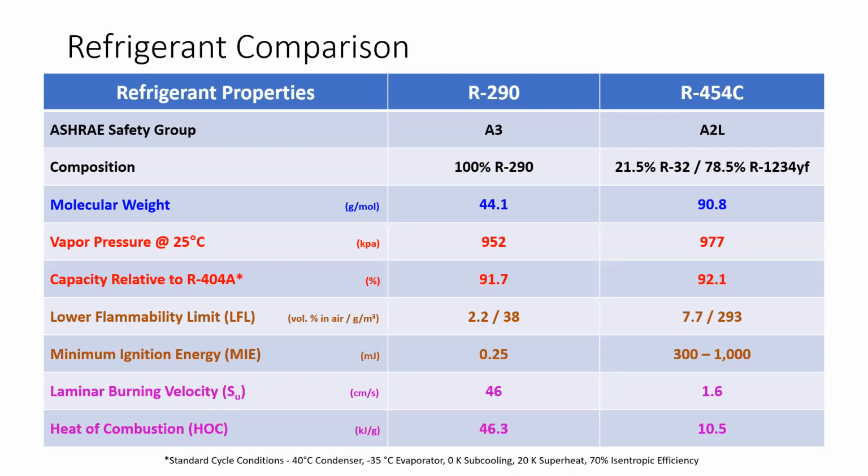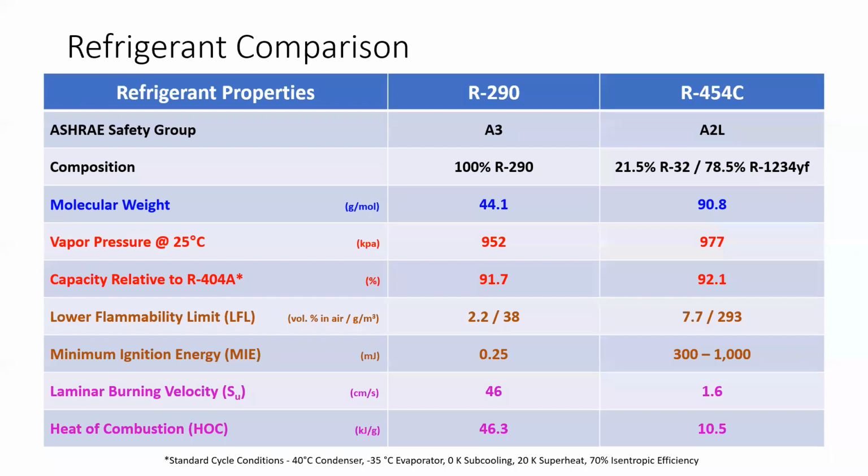For the LFL, both on a volume percent and a concentration of mass in the space, the values are much higher for R454C. You have to leak out about 8 times as much on a mass basis to form a flammable concentration. So from a practical standpoint, you'd expect you might be less likely to form a flammable concentration from a leak of R454C. Also, the minimum ignition energy is orders of magnitude higher for R454C than with propane, and propane can be ignited by static electricity. So you would expect you're going to need a much stronger ignition source to ignite the A2L refrigerant. There are fewer things that will actually be able to ignite it out there in the field.